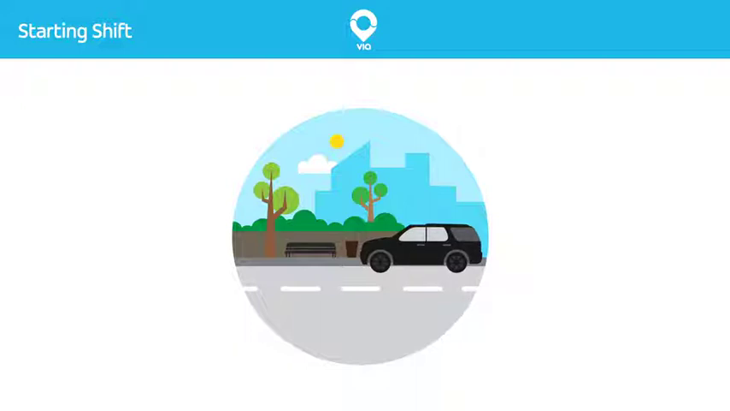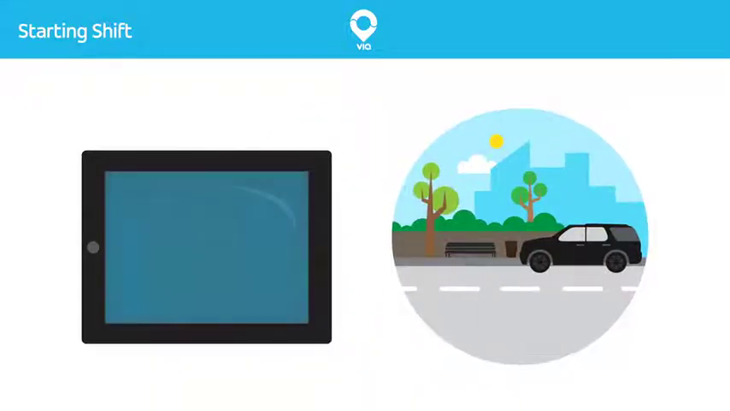The Via Driver Partner app will find me a terminal that is close to me and has unmet customer demand, increasing the chance that I will get a ride. When I am ready to start driving with Via, I press Start Shift in the Via Driver Partner app.